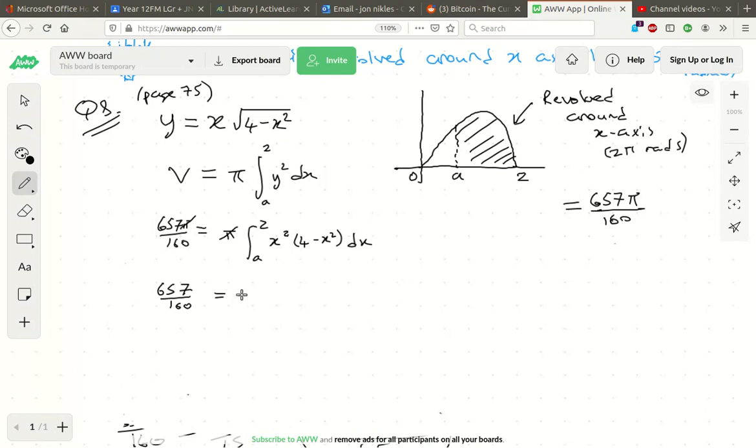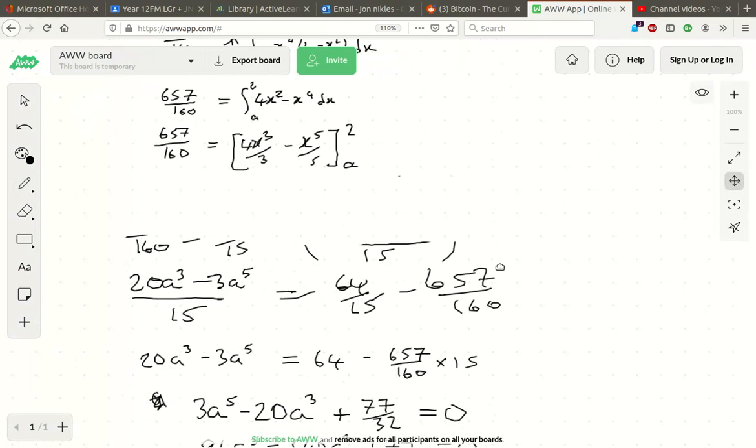So let's actually multiply it out before we integrate it. So we've got 4x squared minus x to the 4 with respect to x between 2 and a. And now I can integrate. You're going to get 4x cubed over 3 minus x to the 5 over 5 between 2 and a. Give ourselves some more space.